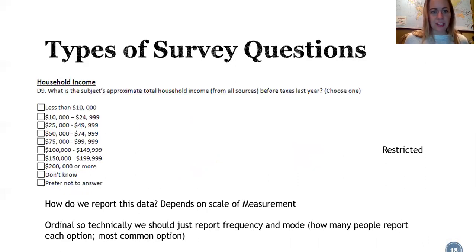Here's another example of a restricted question. Here we're asking participants to indicate their approximate total household income, and they have to choose one option. These options are arranged in increasing size. So this is an example of ordinal data. Again, technically speaking, the best way for us to report this data is to report how many people responded to the different options and to report the most commonly responded option. If instead we presented it as an open-ended question and people wrote down their average household income in numbers, then this would now be ratio data, and we could report an average.